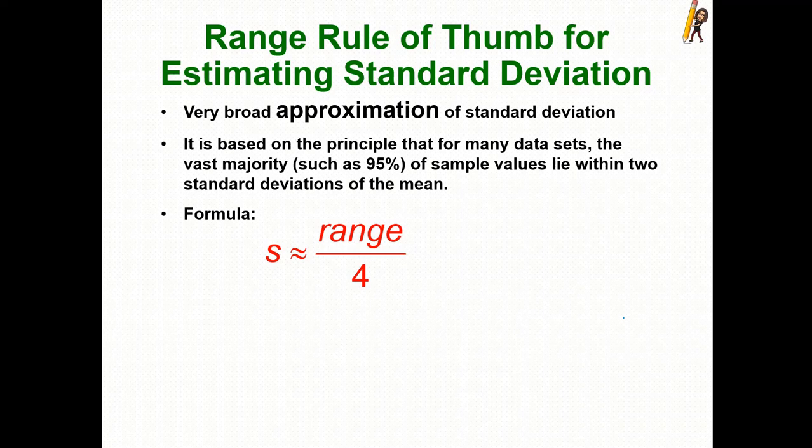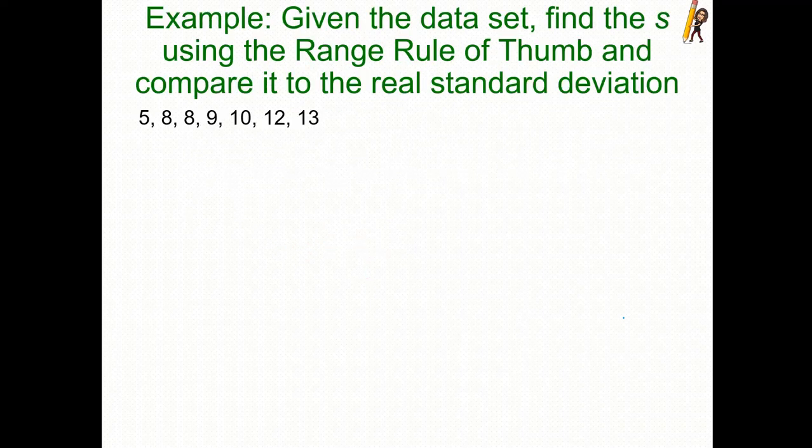But what the calculation is for the range rule of thumb, it's an approximation for standard deviation. That's why it's S is approximately the range divided by 4. So let's look at an example. It says, given this data set, so these data values, find the standard deviation using the range rule of thumb, and then also find the standard deviation, how we always do using our calculator after we learned that shortcut.